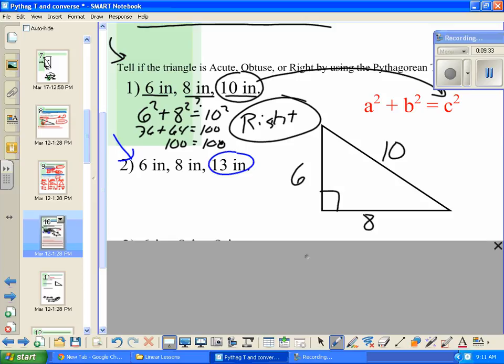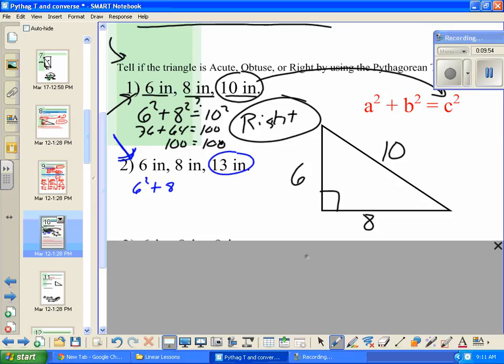So let's say it's the first problem, number 1. I had 6, 8, and 10 as my three side lengths. Well, this one I have 6, 8, and 13, so pretty similar, but that last side's bigger. So maybe even in your head right now, you start thinking, what case do you think this might be if the longest side is longer than it should be to make a right triangle?